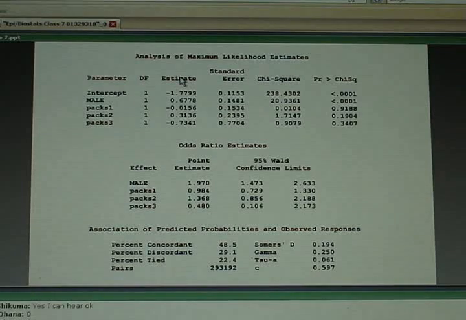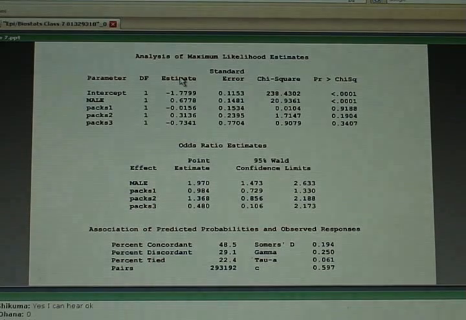Degrees of freedom, essentially in a modeling sense, correspond to the number of risk factors, I should say the number of statistical variables you have in a model. So in this case, we have an intercept term, a coefficient for male, a coefficient for packs 1, a coefficient for packs 2, a coefficient for packs 3. Each of these covariates, male, packs 1, packs 2, and packs 3, has 1 degree of freedom corresponding to it.